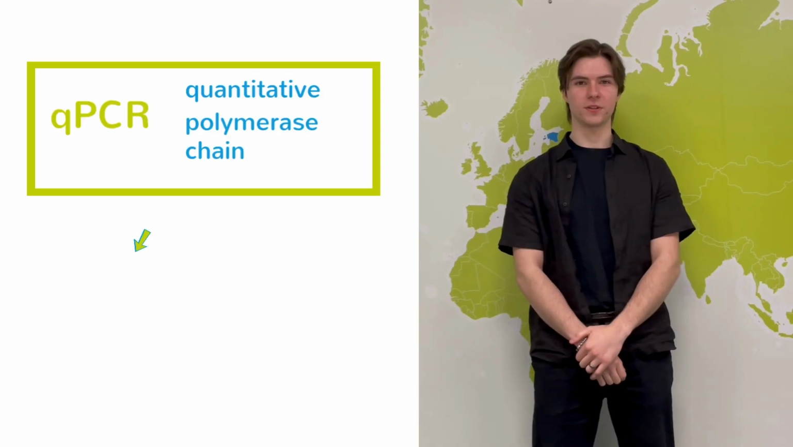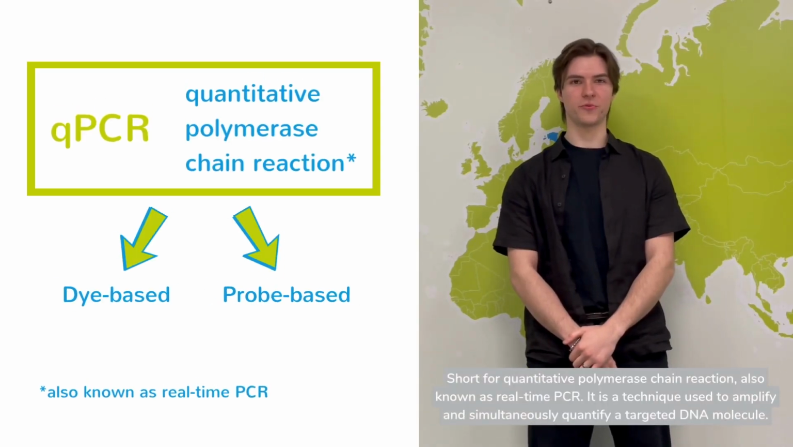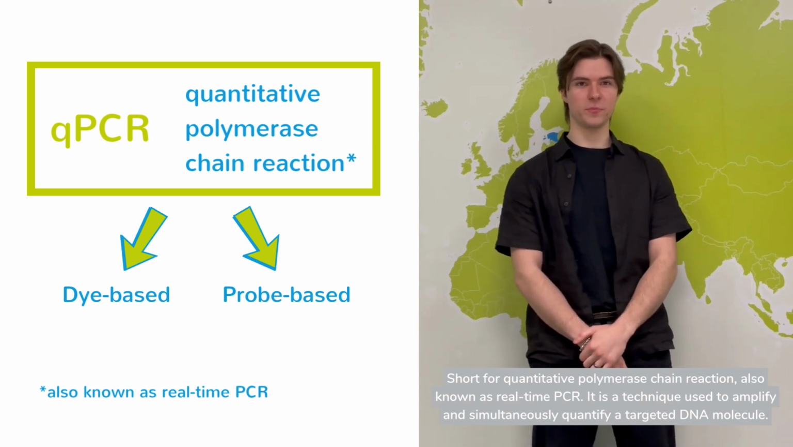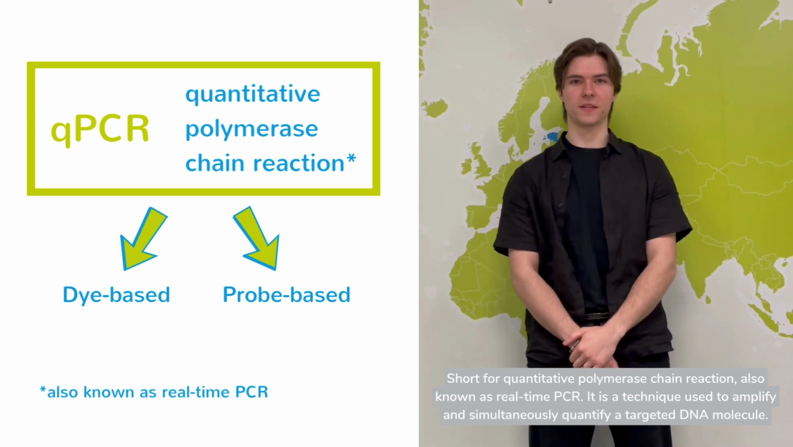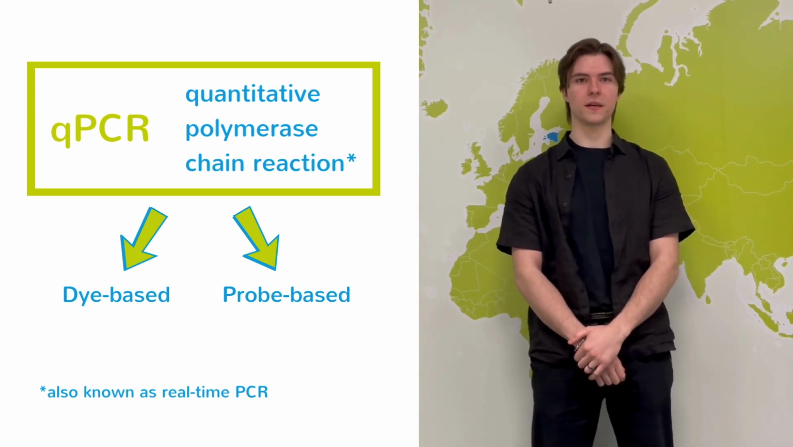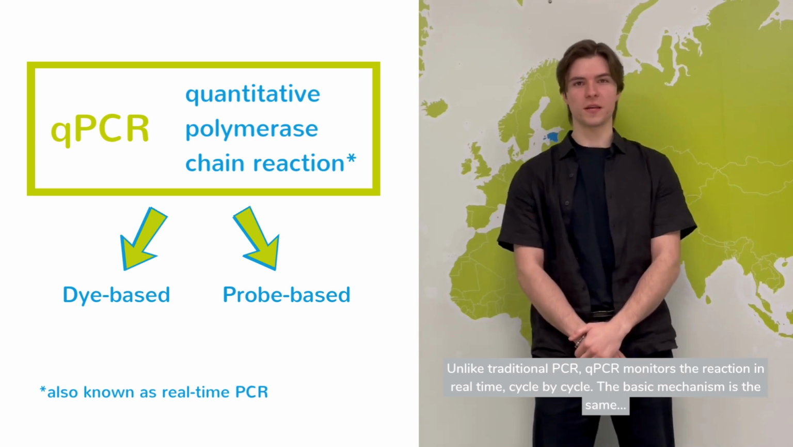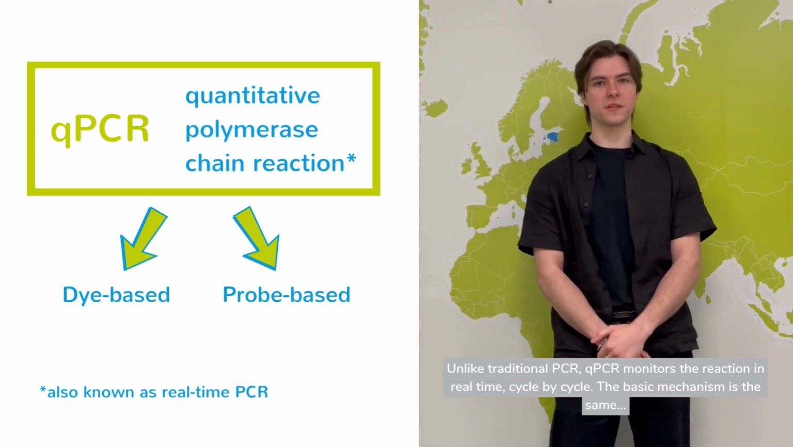the field. Today, let's break down qPCR, short for quantitative polymerase chain reaction, also known as real-time PCR. It is a technique used to amplify and simultaneously quantify a targeted DNA molecule. Unlike traditional PCR, qPCR monitors the reaction in real time, cycle by cycle. The basic mechanism is the same.